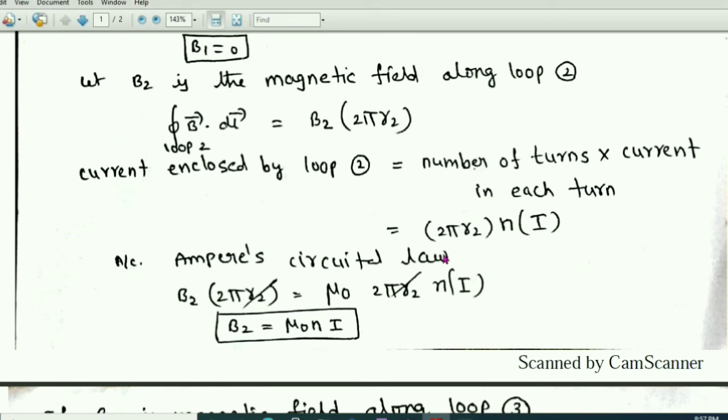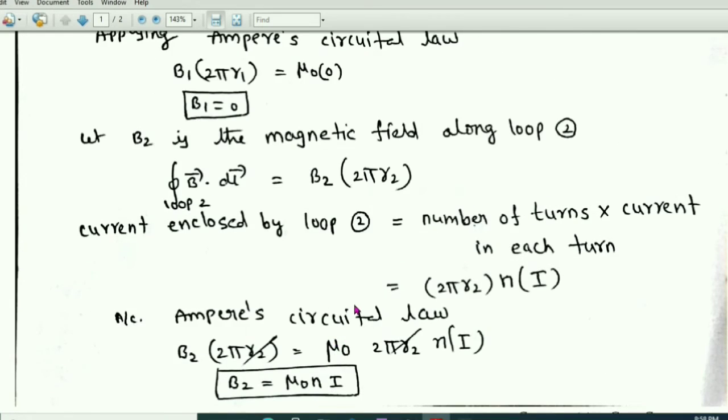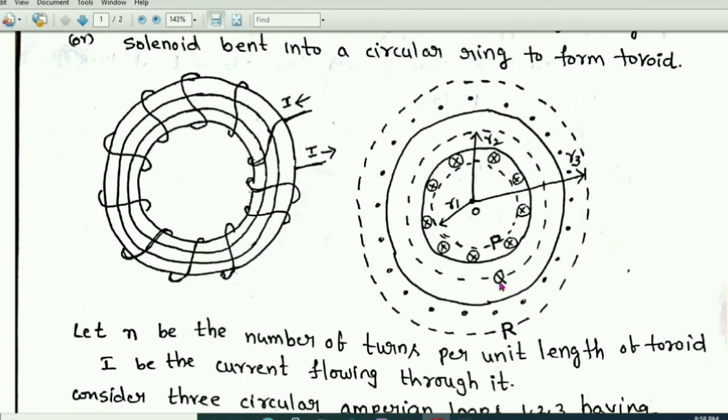Now according to Ampere's circuital law, the line integral of B bar dot dl bar for loop 2 is B2 into 2 pi r2, which is equal to mu naught times the total current for loop 2. That is 2 pi r2 circumference into the number of turns per unit length into the current through the turn. Now the 2 pi r2 cancels, and the magnetic field B2 for loop 2 is equal to mu naught N I. This is the magnetic field inside, at point Q.